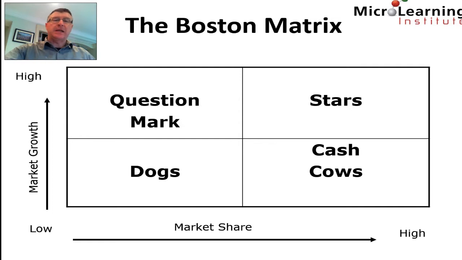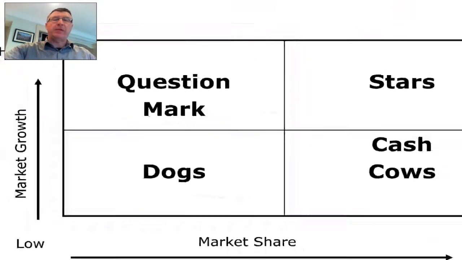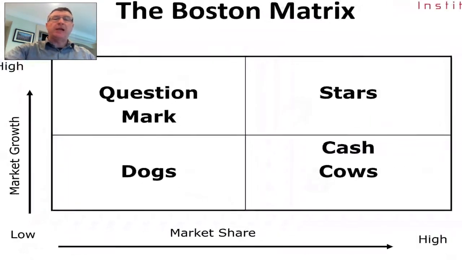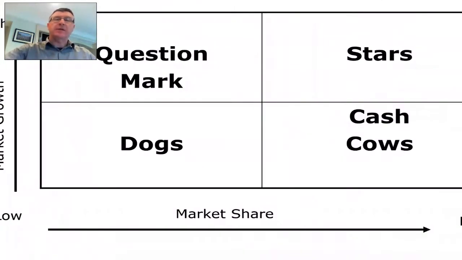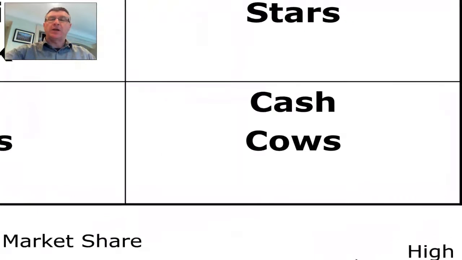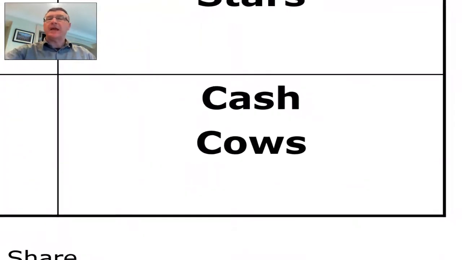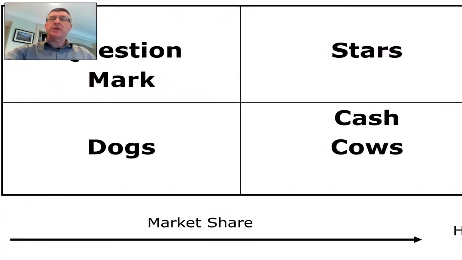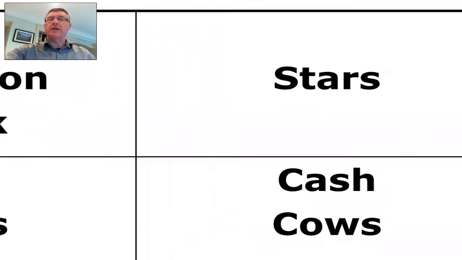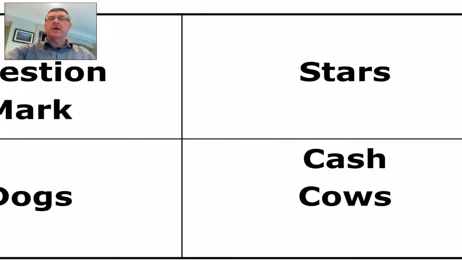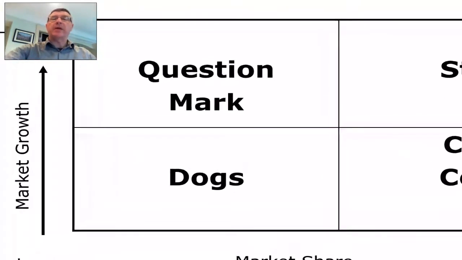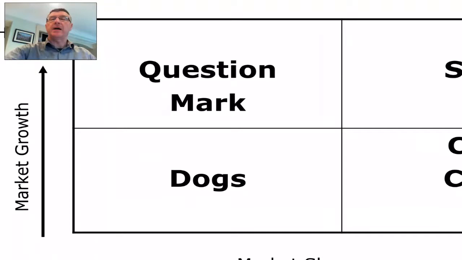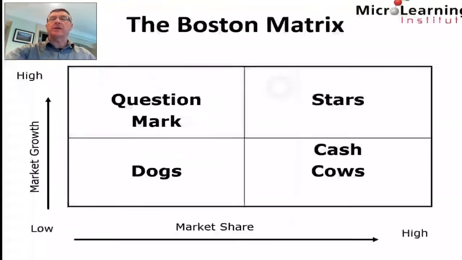We can see that products which are deemed to have a low market share and a low relative market growth are termed dog products. Products which have a high market share but a low market growth are termed cash cows. Products which have a high market share and also a high growth rate are termed star products, whereas products which have a low market share but are in an industry where the market growth rate is high are termed question mark products.